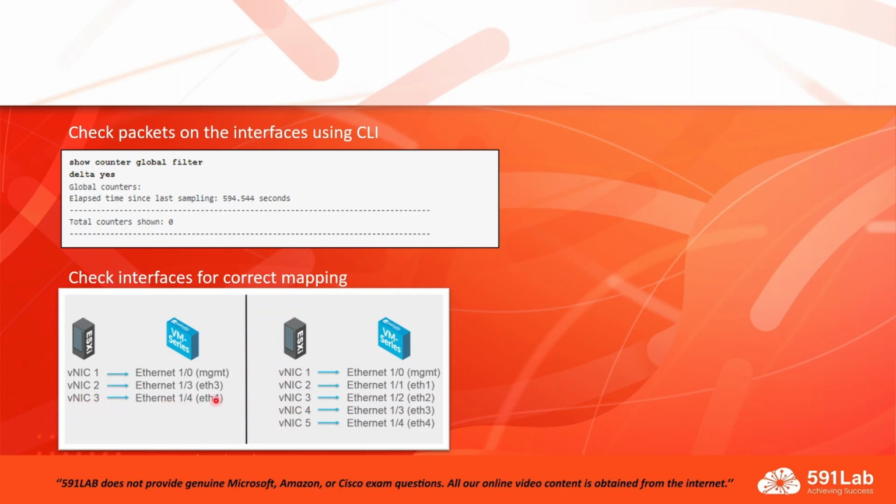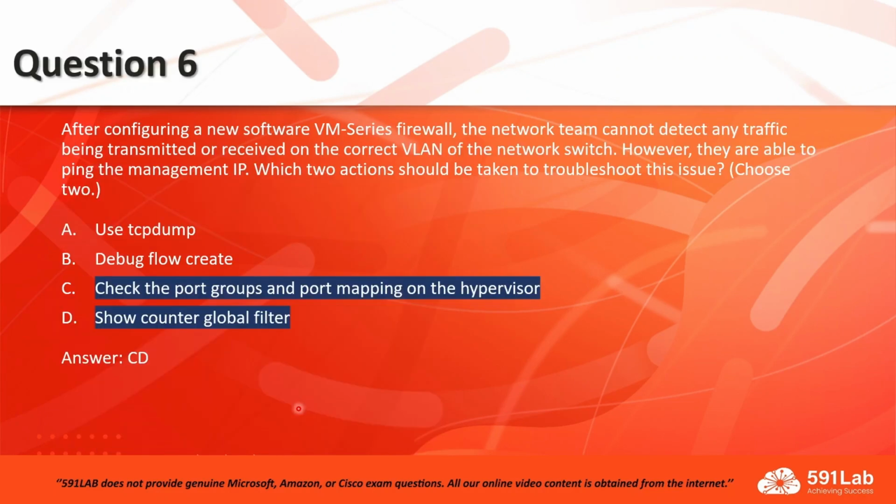Previously it was Ethernet 3 and 4, and then NIC number 2 is used by Ethernet 1 and Ethernet 2, because we enabled Ethernet 1 and Ethernet 2 in the last action. Then we need to recheck whether the mapping is correct or not. The answer for question number 6 is C and D. Check the port group and port mapping on the hypervisor, and show counter global features from the CLI.